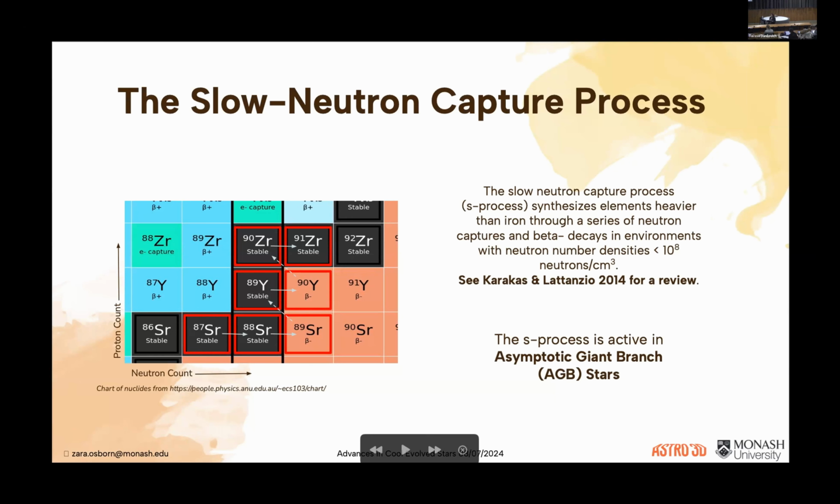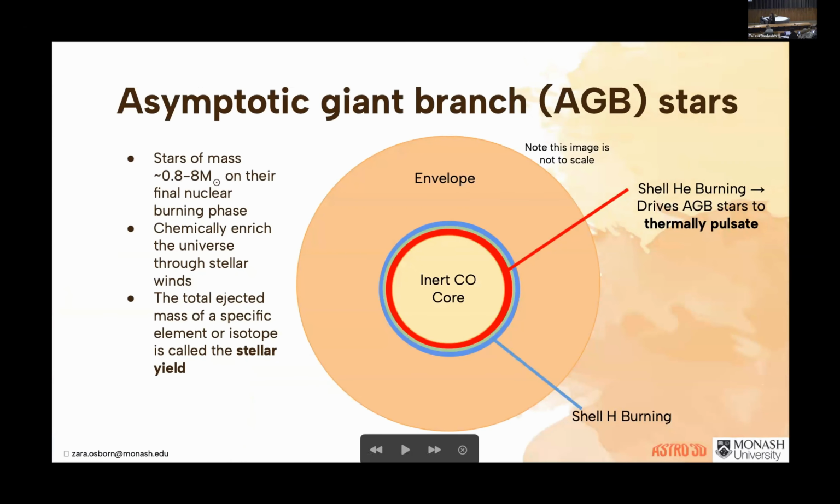And the main source of the S process nucleosynthesis are asymptotic giant branch stars. Now, AGB stars are stars that are born with a mass up to about 8 solar masses, and they're on their final nuclear burning phase before they eject their stellar envelopes and transition off into white dwarfs. I have here just a diagram showing a cross-section of an AGB star.